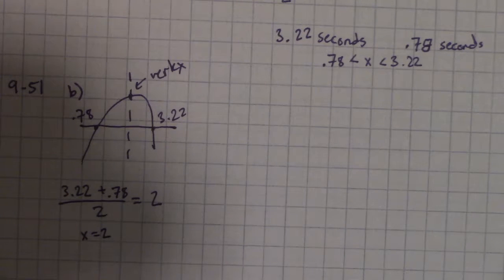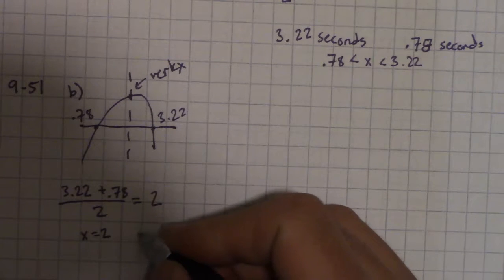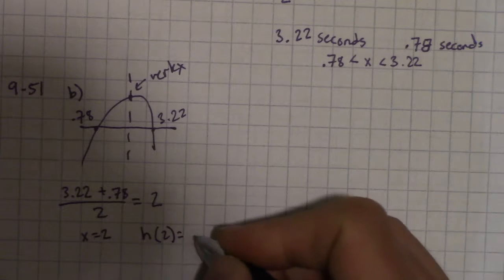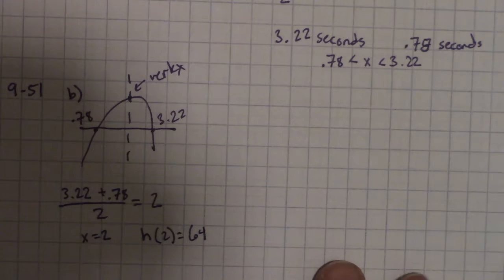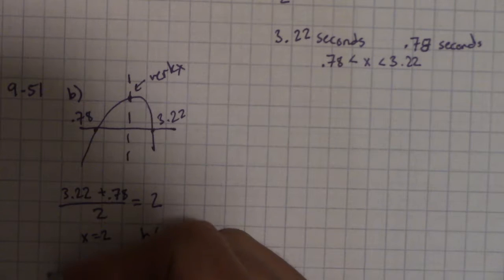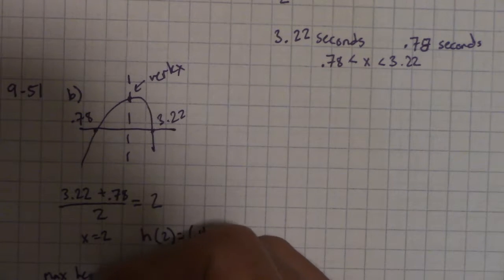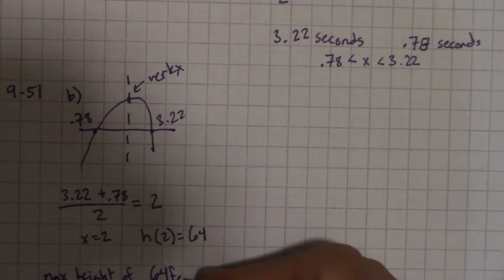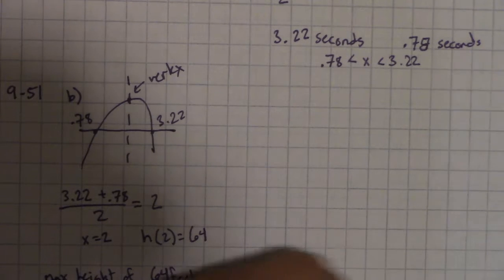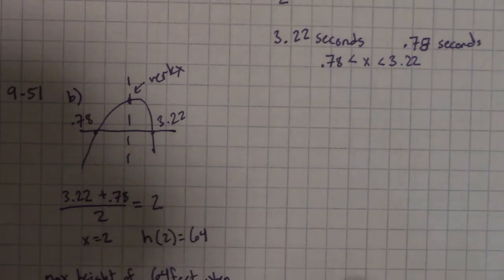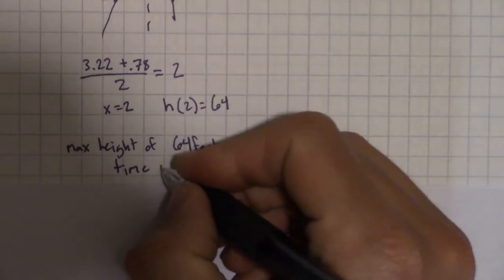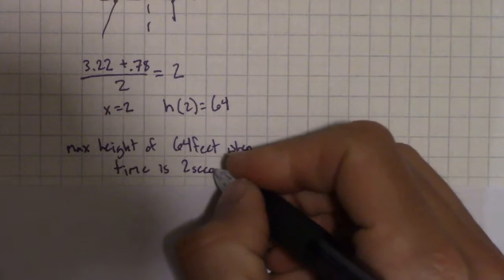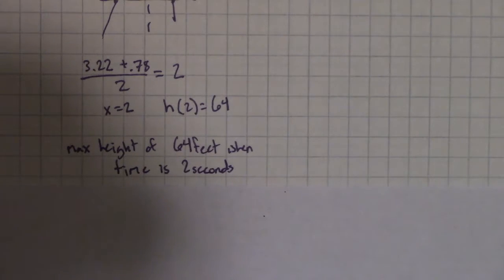If I then take that 2 and plug it back into my equation, I get a y value of 64. So that's telling me that I have a max height of 64 feet when, let me slide up a little bit, time is 2 seconds. I probably should have used t instead of x right there, so my apologies.